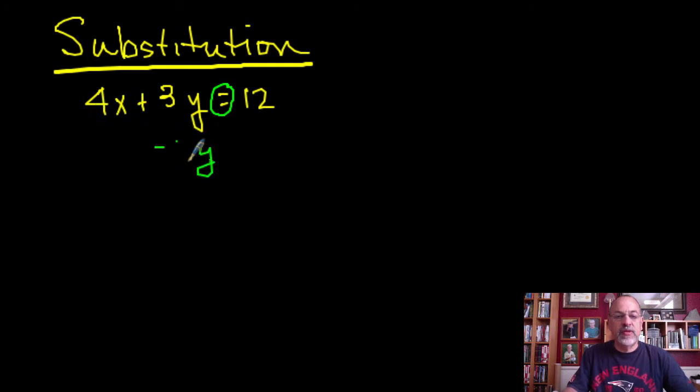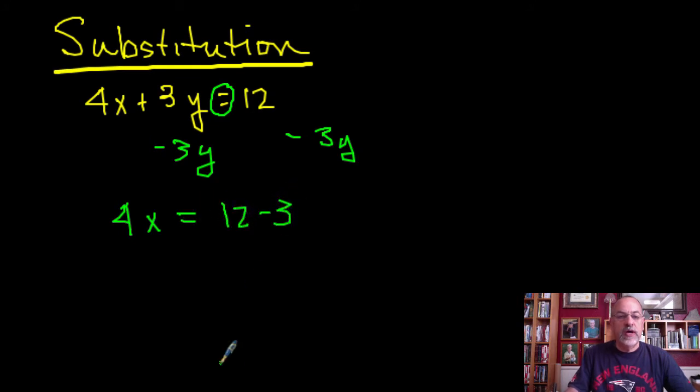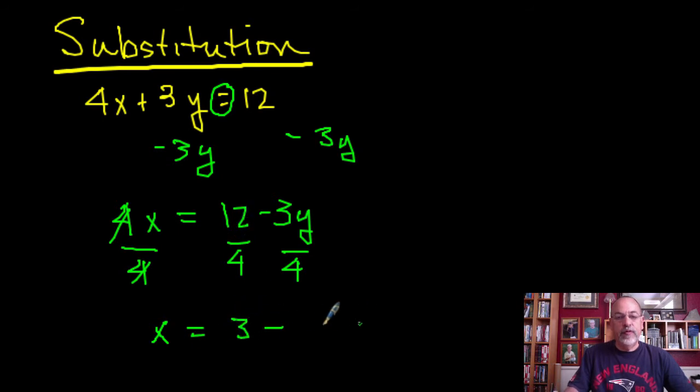So I'm going to subtract 3y from both sides of the equation here. That's going to give me 4x, and then 3y minus 3y is equal to 0, and 12 minus 3y. And then I'm going to divide by 4, and I'm going to reduce that, so x equals 3 minus 3/4 y.